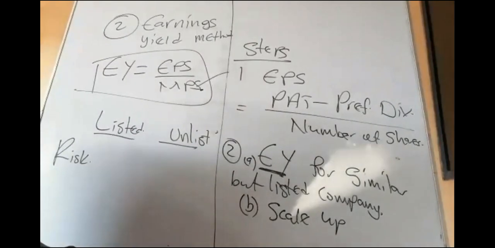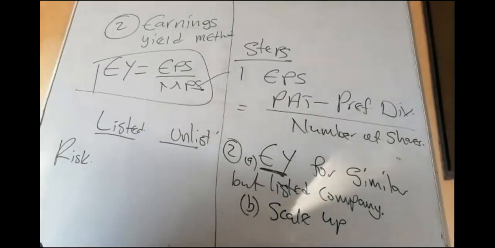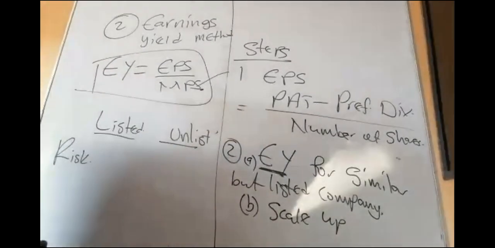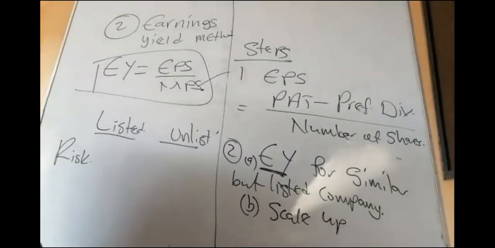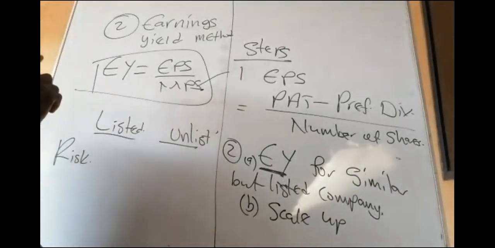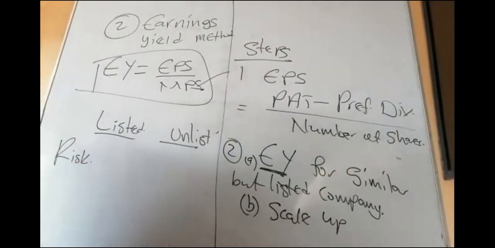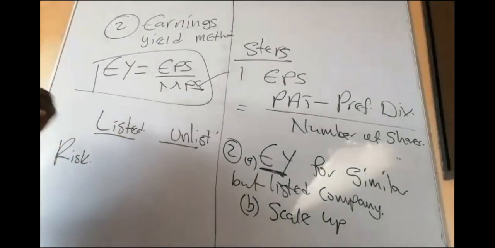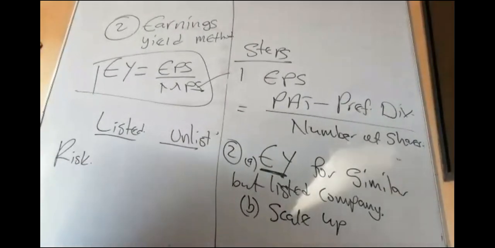If you're an investor and you have shares in a listed company, you can easily sell off your shares and move on to a different company. But if it is an unlisted company, you can't trade your shares publicly. So all other things being equal, the unlisted company is riskier than the listed company. The risk involved in the unlisted is higher than that of the listed company.